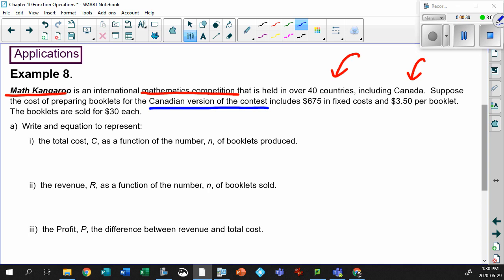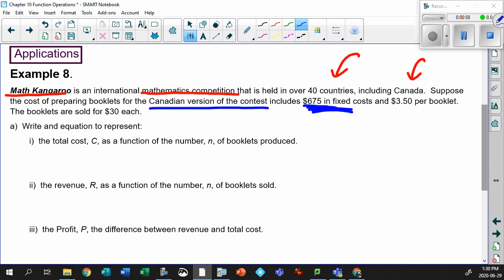So think about this. It includes $675 in fixed costs. You're probably going, huh? $675? That sounds like a lot of money. Yeah, but somebody's got to write the booklet. Somebody's got to design the booklet. Somebody's got to send it to a publisher and so on. That's where the fixed cost comes in.